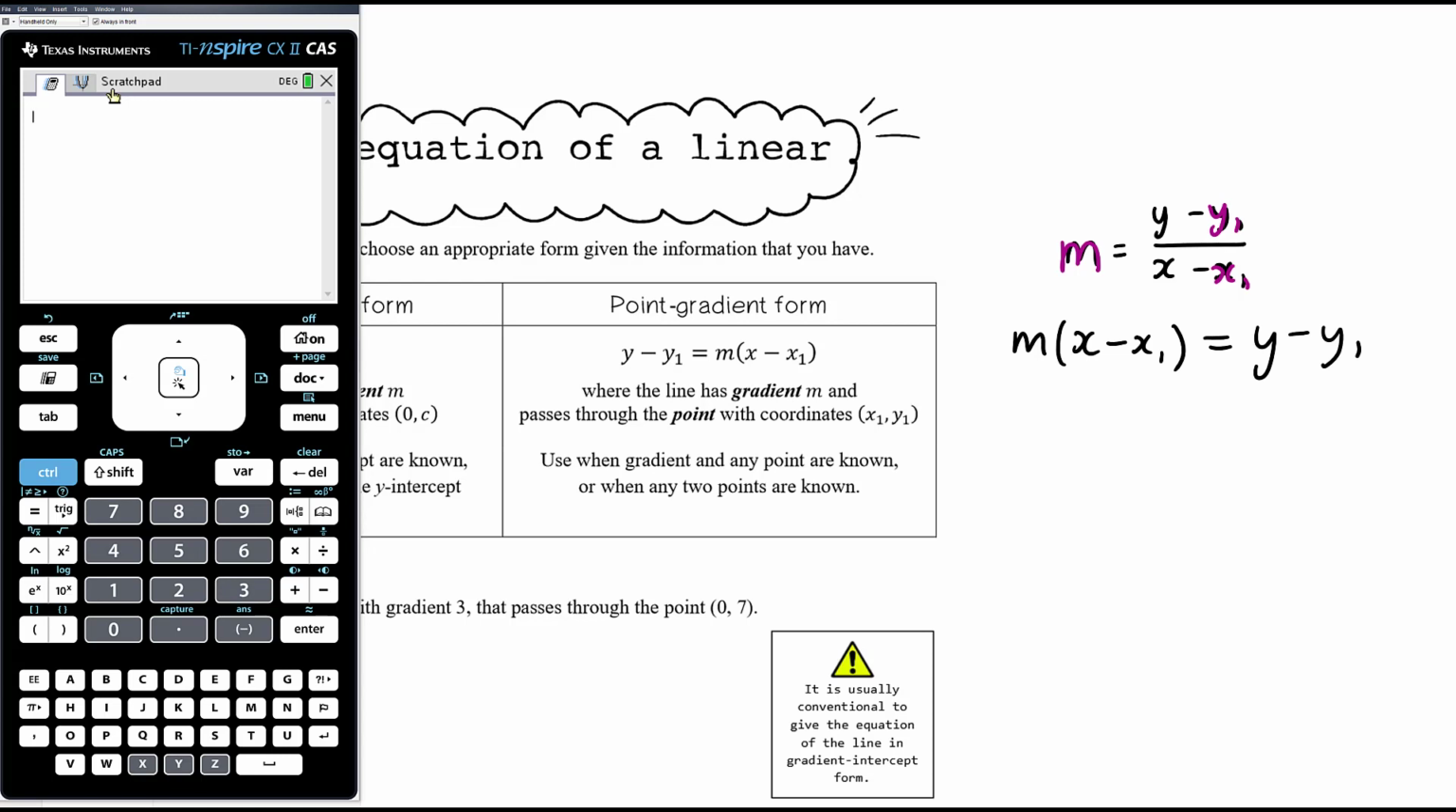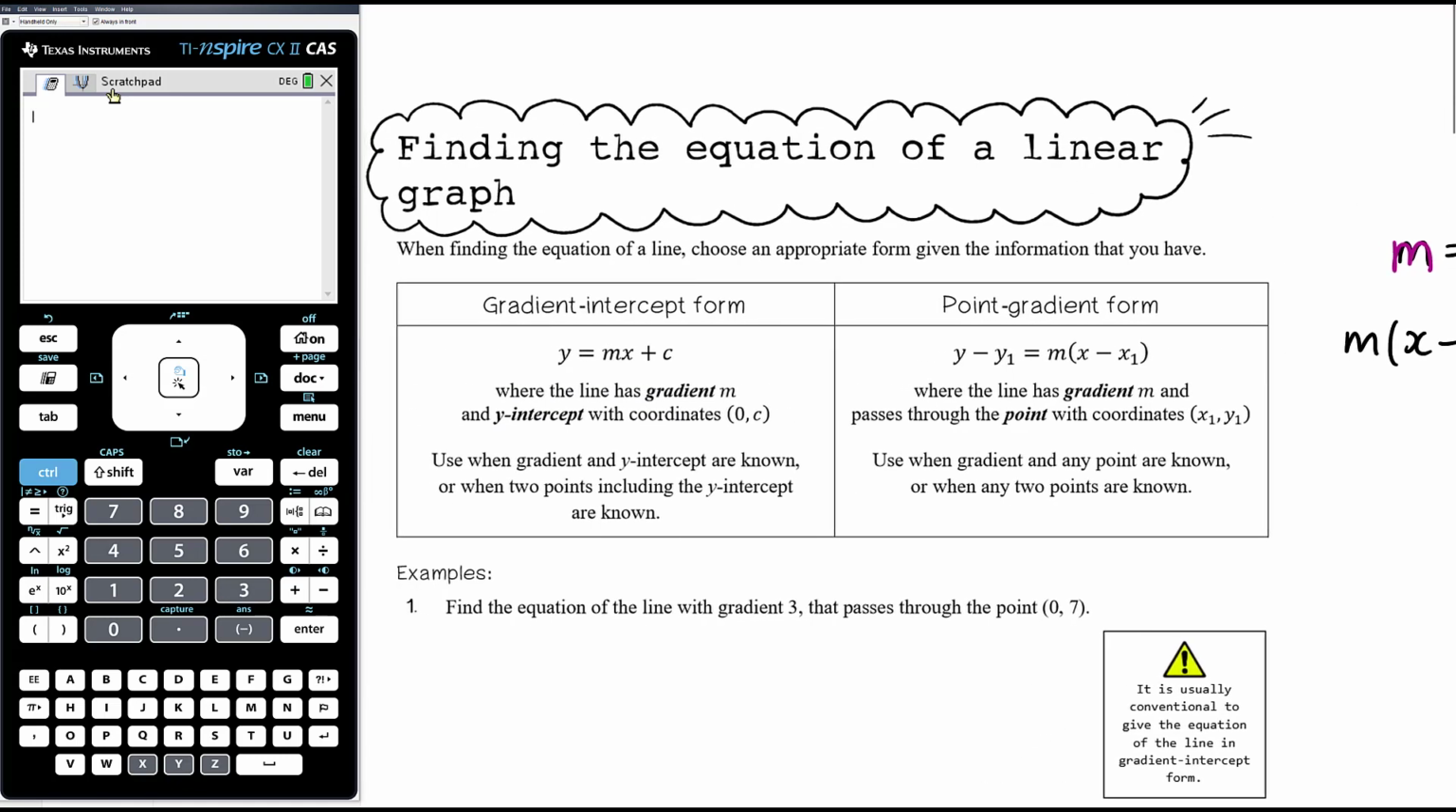The advantage is when the point that you have is not the y-intercept, you don't have to do lots of extra steps, which you do with y equals mx plus c. You straight away insert your gradient in place of m, insert the coordinates of your point in place of x1 and y1, and then away you go. Okay? And then you simply just tidy it up and rearrange to make y the subject.